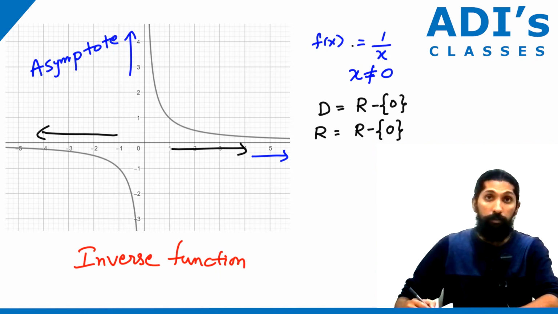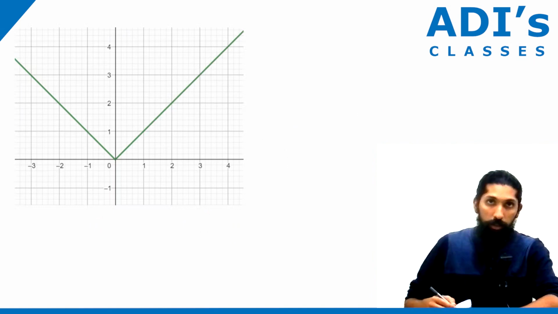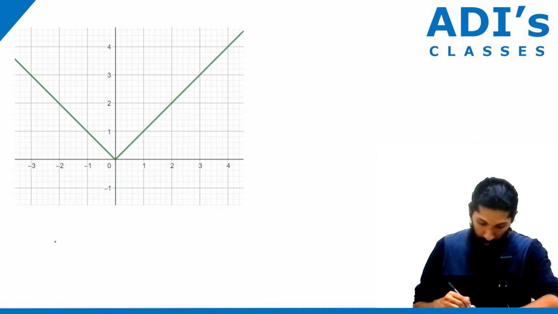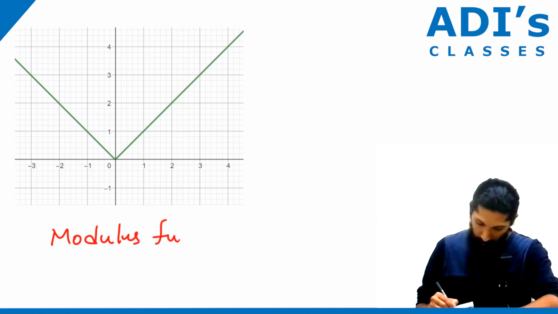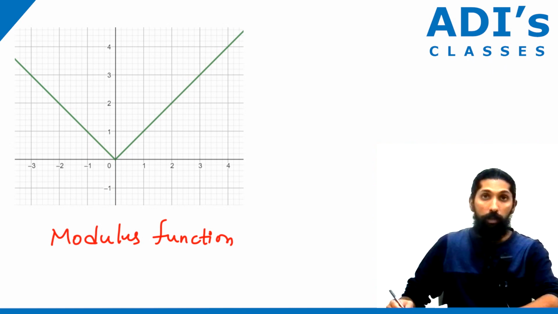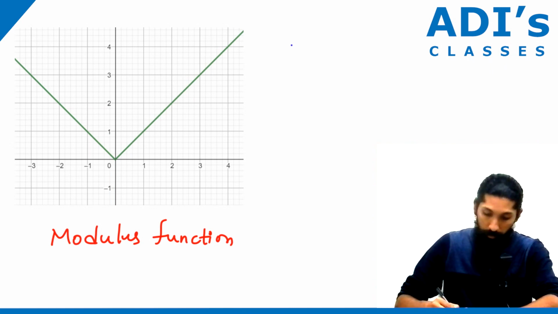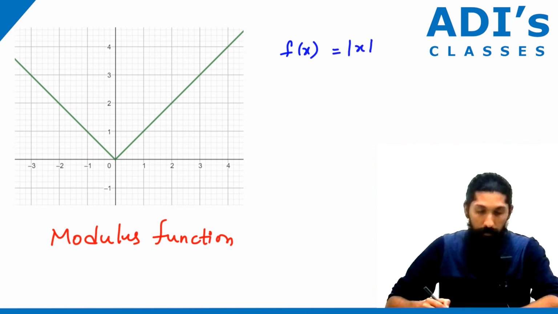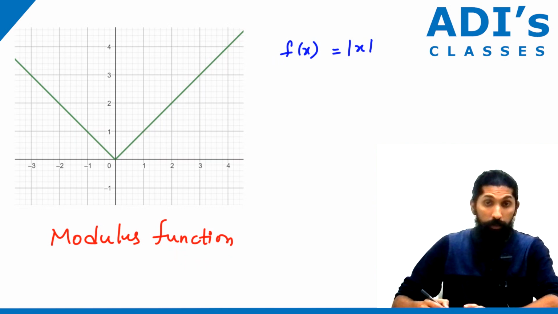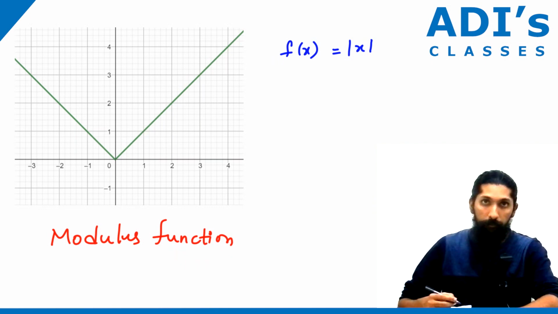Okay, now let's look into the next type of function. This function is what we call the modulus function. So for a modulus function, the function is going to be f of x is equal to mod of x. Modulus is always positive. That's why if you look at it, there is no negative y value. Correct? So everything is positive here.